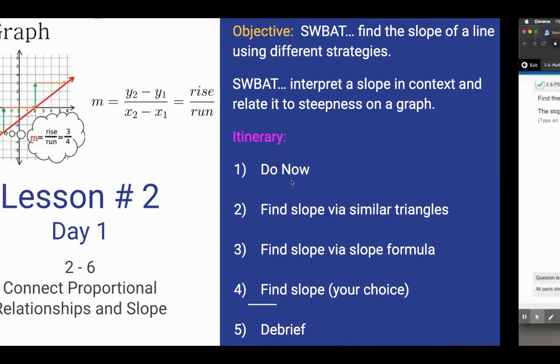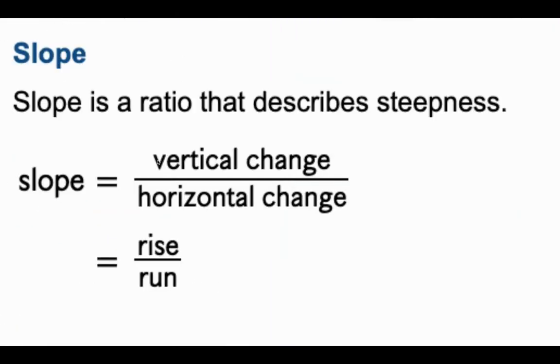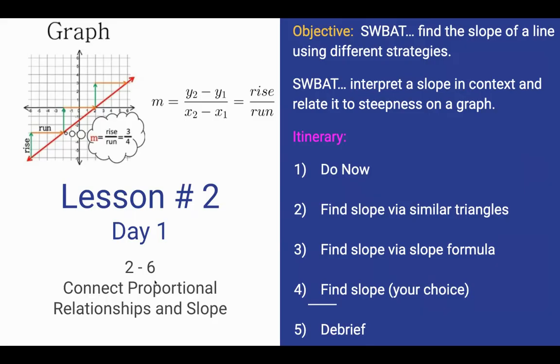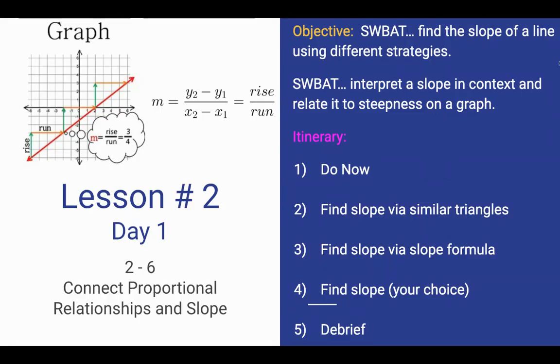We made it through our second video, guys. So let's go back. Slope, the way you're going to calculate slope is the vertical change, the rise, over the horizontal change, the run. You can also use the slope formula if you don't like that way on a graph. And that's the same as rate of change. So hopefully we accomplished our goal today. We know how to find the slope of a line using different strategies.